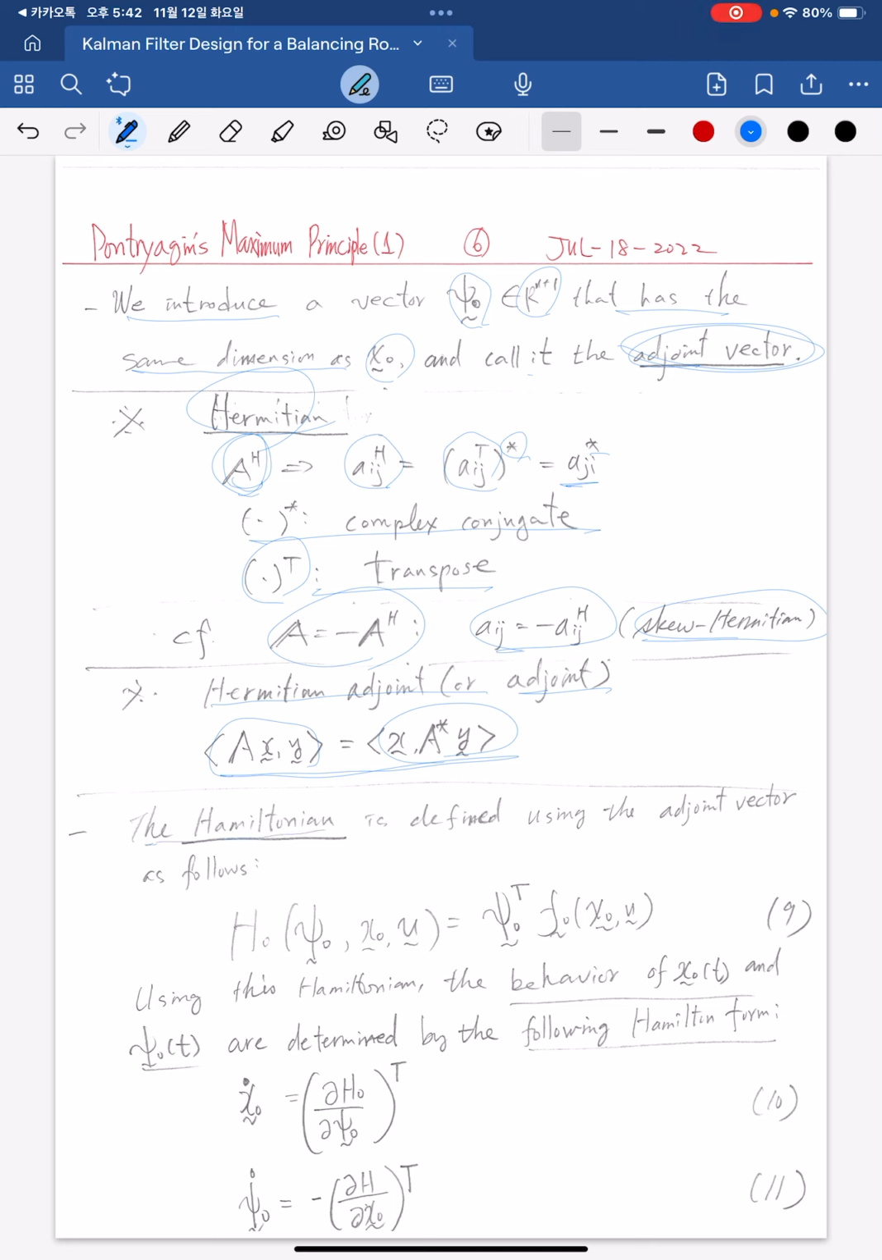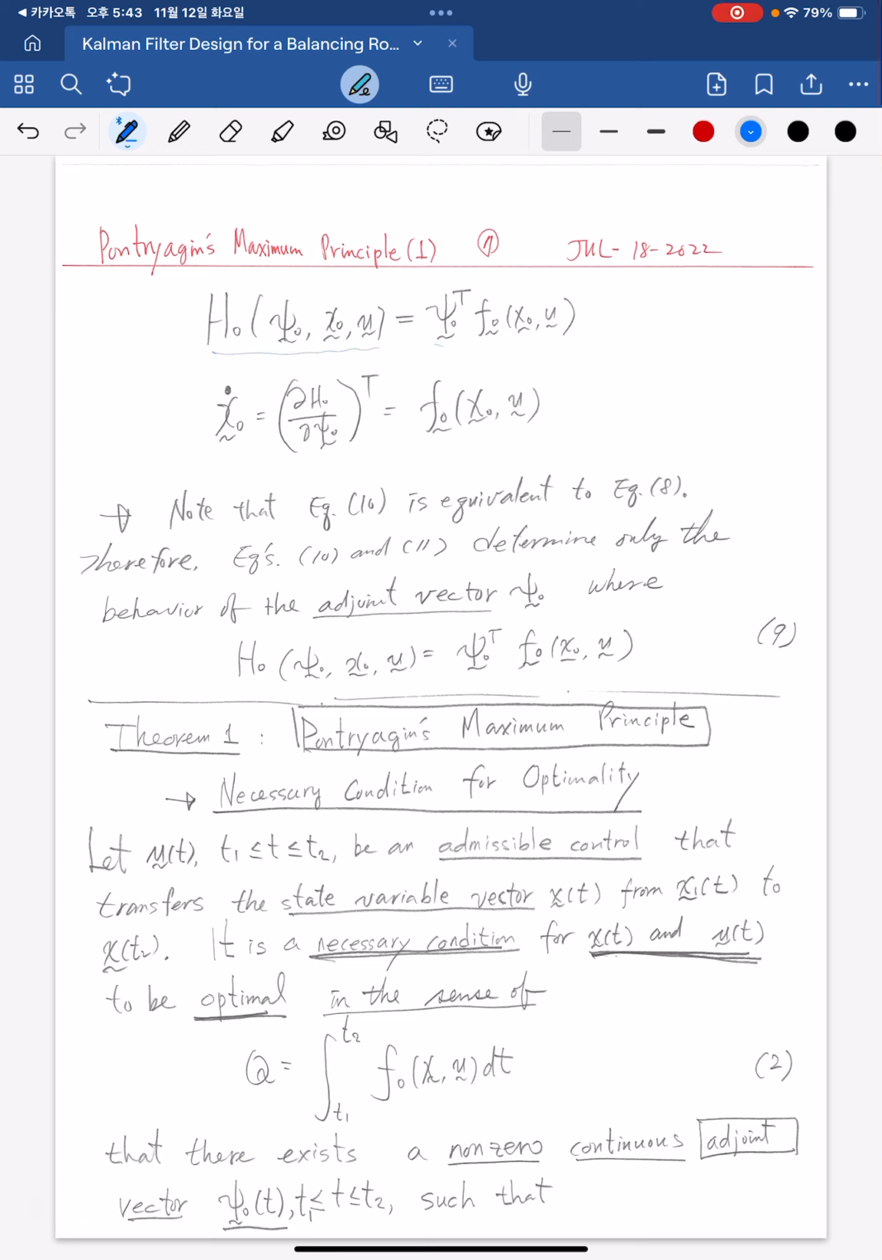The Hamiltonian is defined using the adjoint vector as follows. H(psi 0, x0, u) is psi 0 transpose F0(x, u). Using this Hamiltonian, the behavior of x0(t) and psi 0(t) are determined by the following Hamiltonian form. x dot 0는 round H round psi 0의 트랜스포즈, 이 컬럼 벡터는 요거 하면 로 벡터거든요. 요런 컬럼 벡터. psi dot 0 벡터는 마이너스 round H round x 요 로 벡터를 트랜스포즈해서 컬럼 벡터를 만듭니다.